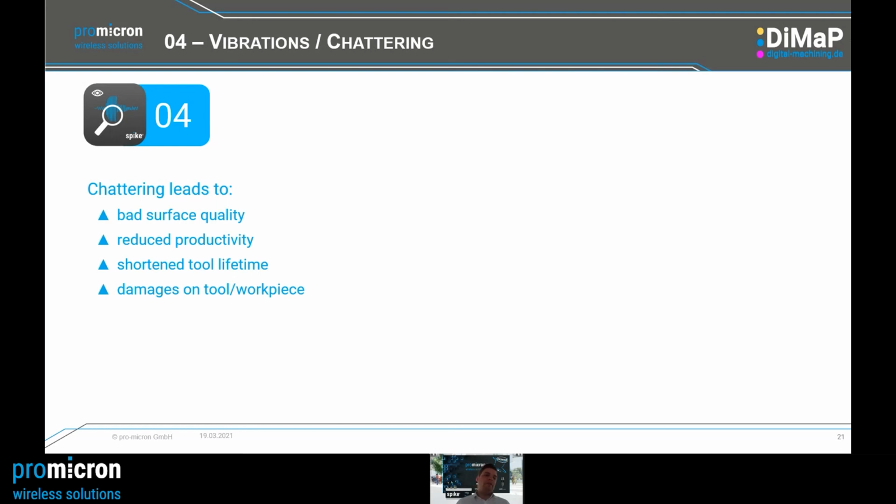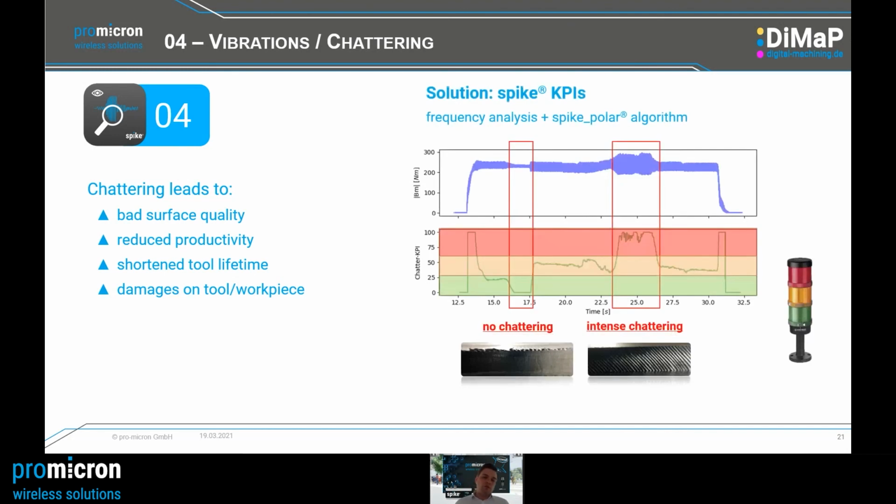The fourth point is vibration, or the challenge is chattering. Chattering leads to bad surface quality, reduced productivity, shortened tool lifetime, and even damage to the tool or even to the workpiece. It can even affect the spindle condition. It doesn't matter if the chattering comes from the workpiece or from the tool itself. The benefit is there are different sensor solutions on the market to detect that.